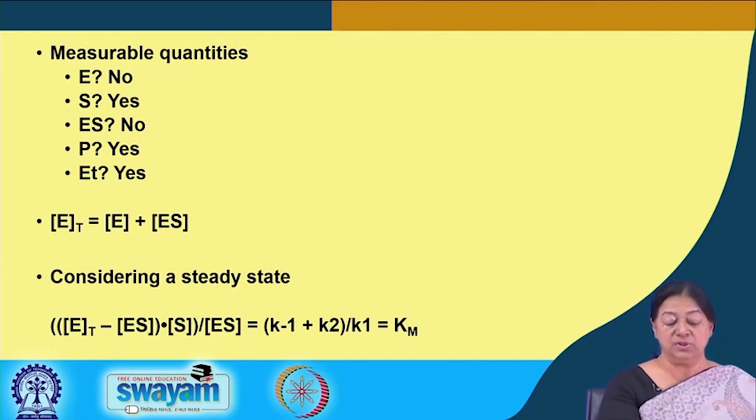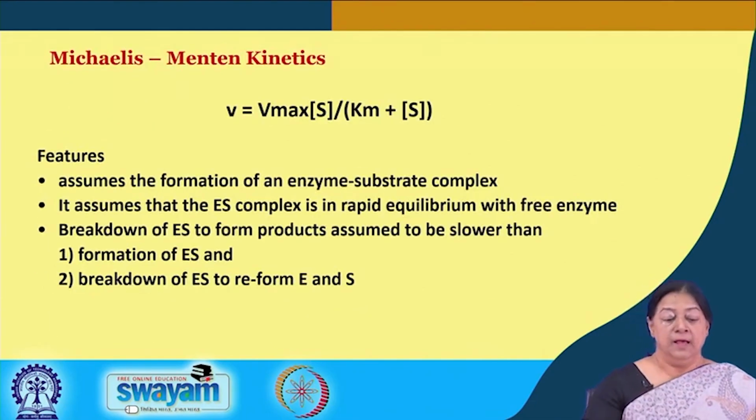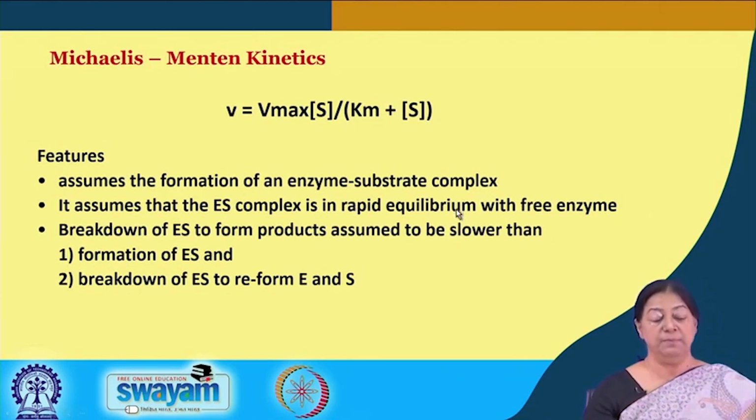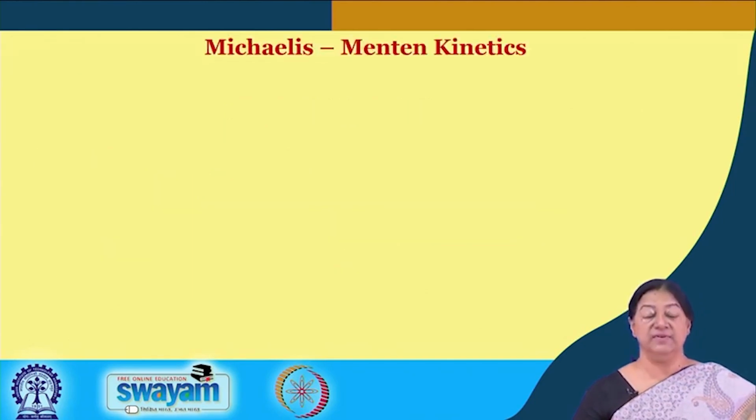So, we consider what is called a steady state, as I just mentioned, and we can get what is called the Michaelis-Menten constant. So, the features assume, as we mentioned before, the formation of the enzyme substrate complex, the breakdown, and a specific Michaelis-Menten kinetics given by an expression.